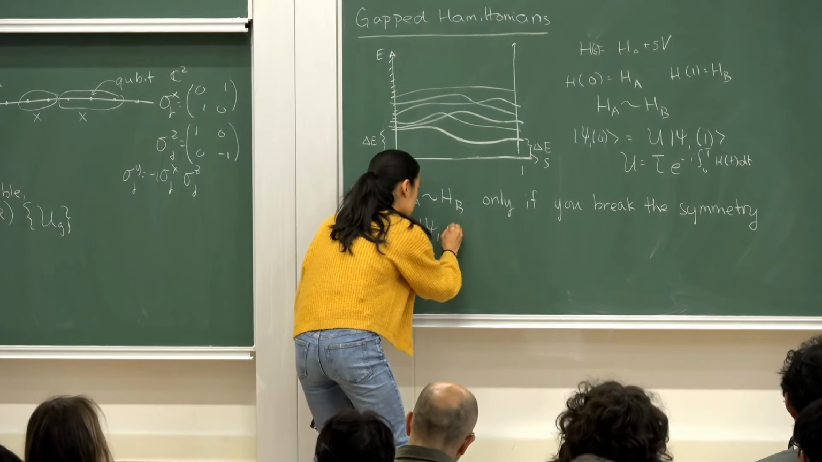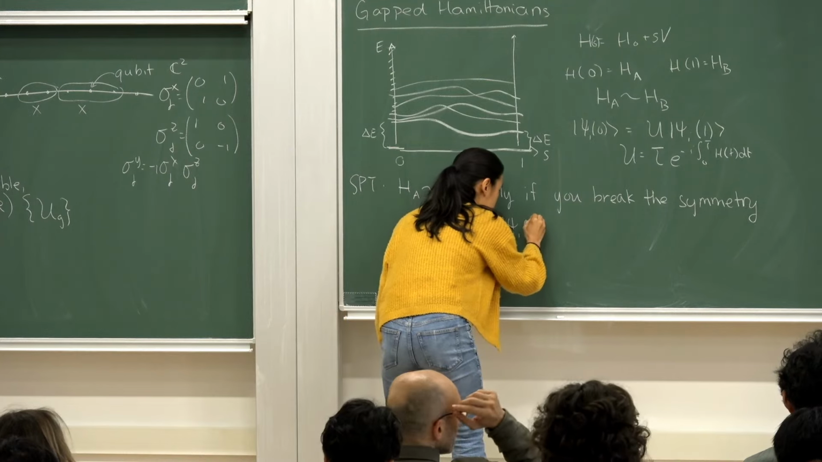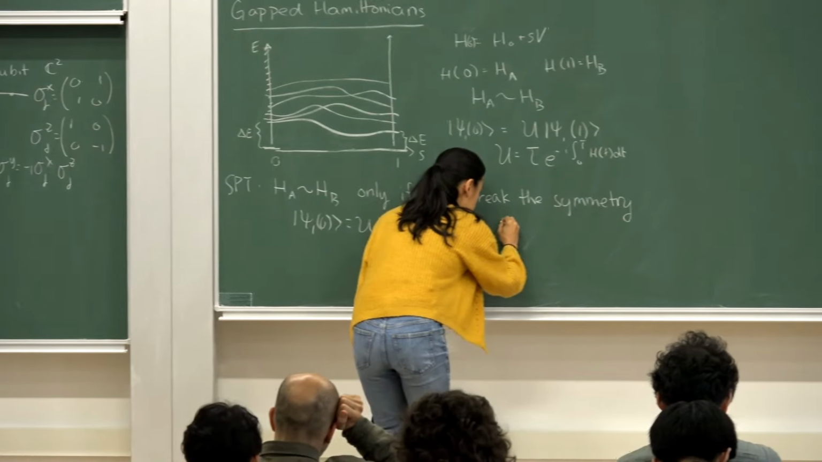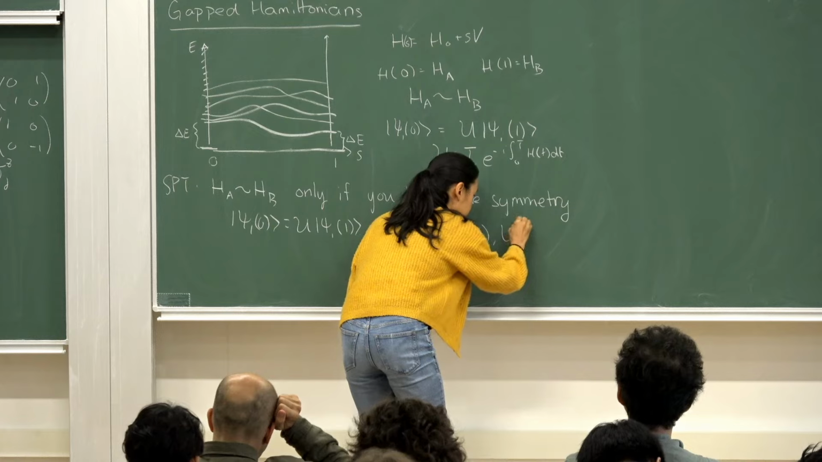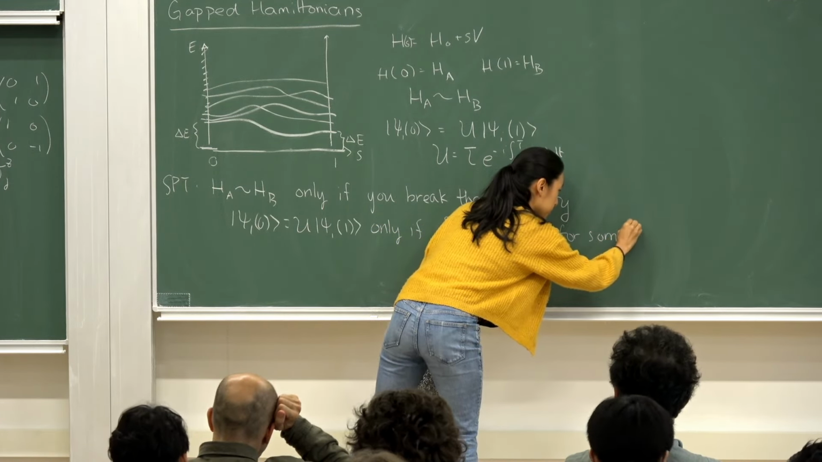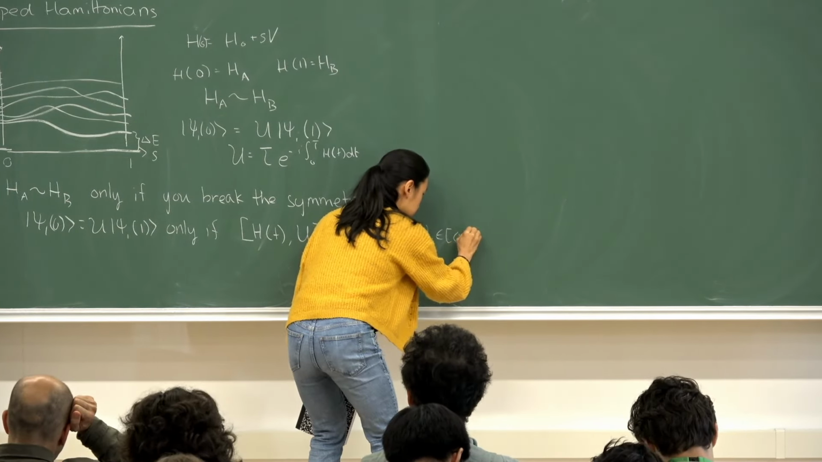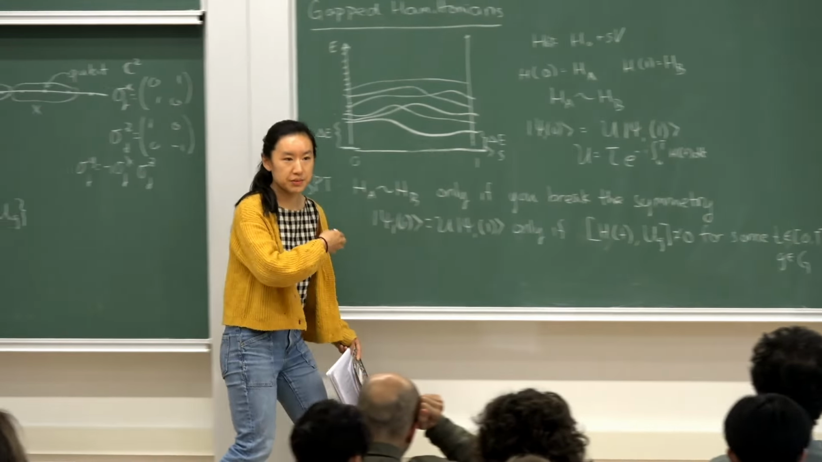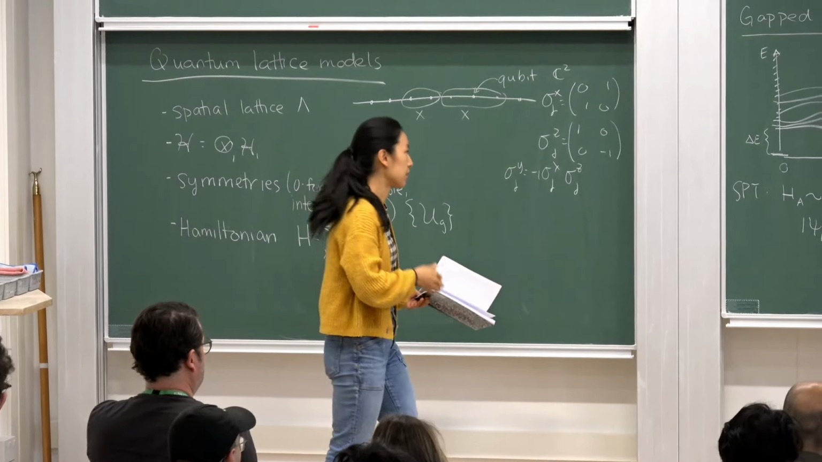psi I0 equals U psi I1, only if U breaks the symmetry. So you can only interpolate between these ground states if you break the symmetry. Okay.